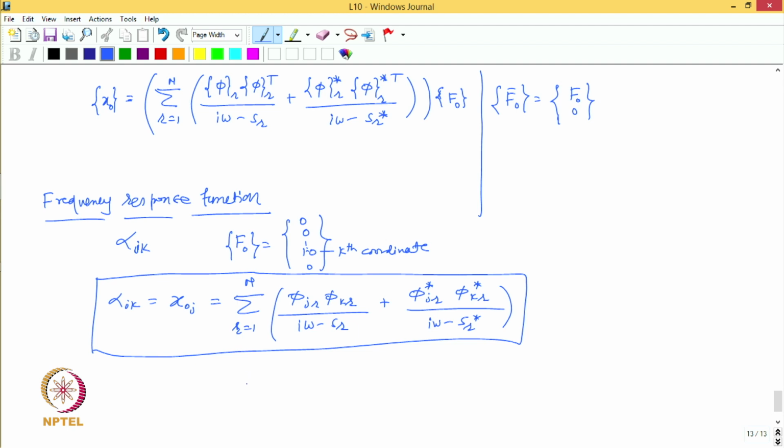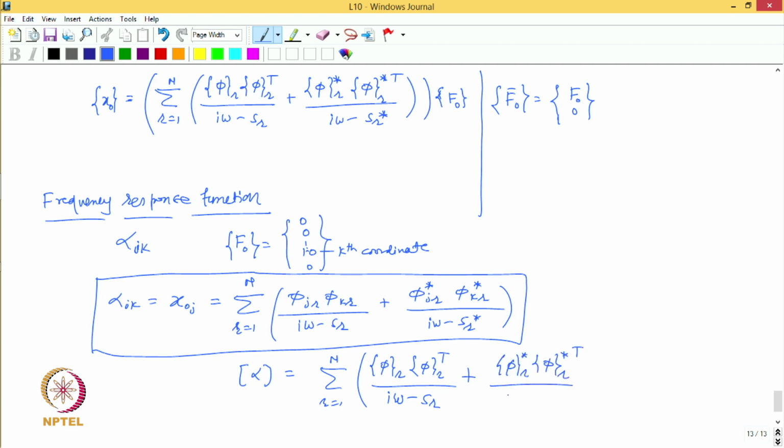Similarly, if we are interested to know the FRF matrix, then the FRF matrix is simply the coefficient of the vector f naught on the right hand side of the above equation, and that is simply given by phi r transpose divided by I omega minus s r, with r ranging from 1 to n, plus phi r star into phi r star transpose divided by I omega minus s r star. So, this is nothing but the FRF matrix.